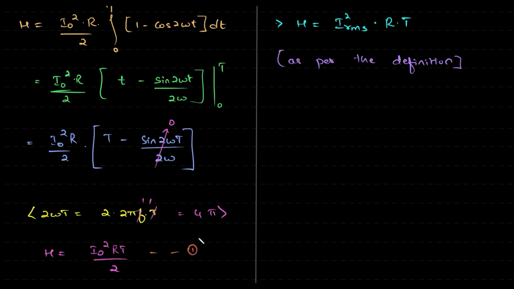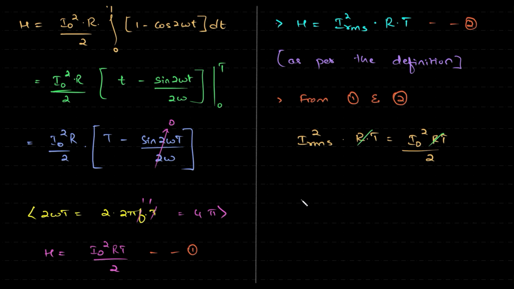Now, we have expressions 1 and 2. They're talking about the same heat. So from 1 and 2, what can I tell? I can equate them. We need to relate I RMS with I naught, so we can equate them. R T is common, and therefore I RMS is equal to, if I take the square root on both sides, I naught by root of 2. So this is your final expression.